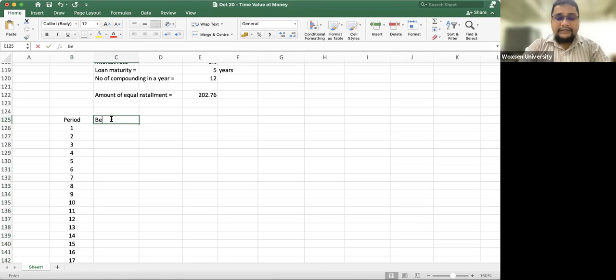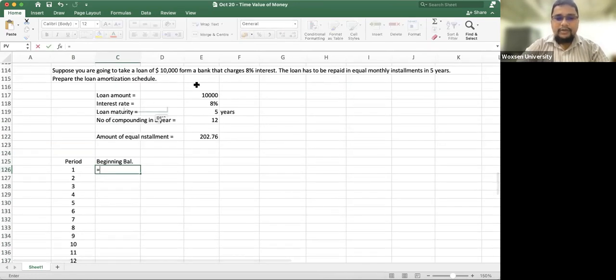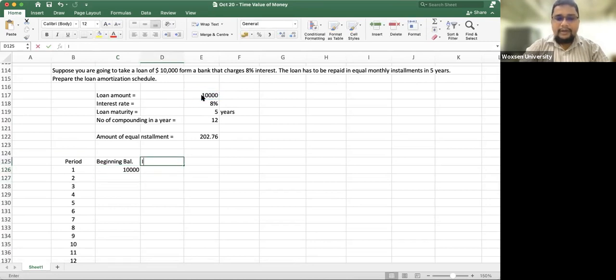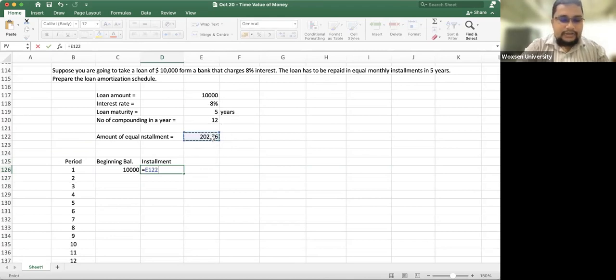Now the beginning balance. The first beginning balance will be equal to the loan amount, right? Then installment. Monthly installment we have already calculated, and we are going to lock it because we will copy it down and we don't want it to change.